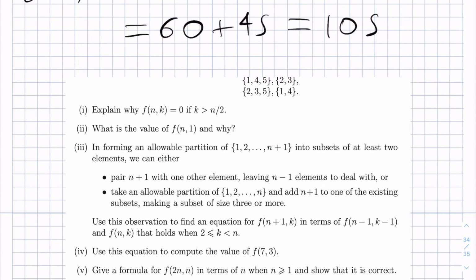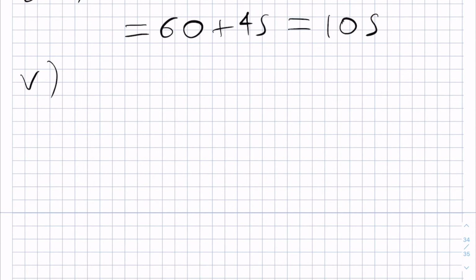The last part of the question says, give a formula for f(2n, n) in terms of n when n is greater than or equal to 1, and show that it is correct. The question says to show that it is correct to avoid you being able to just write down the answer without doing any working out. If you do provide some working out and you get the answer right, then you'll get full marks.